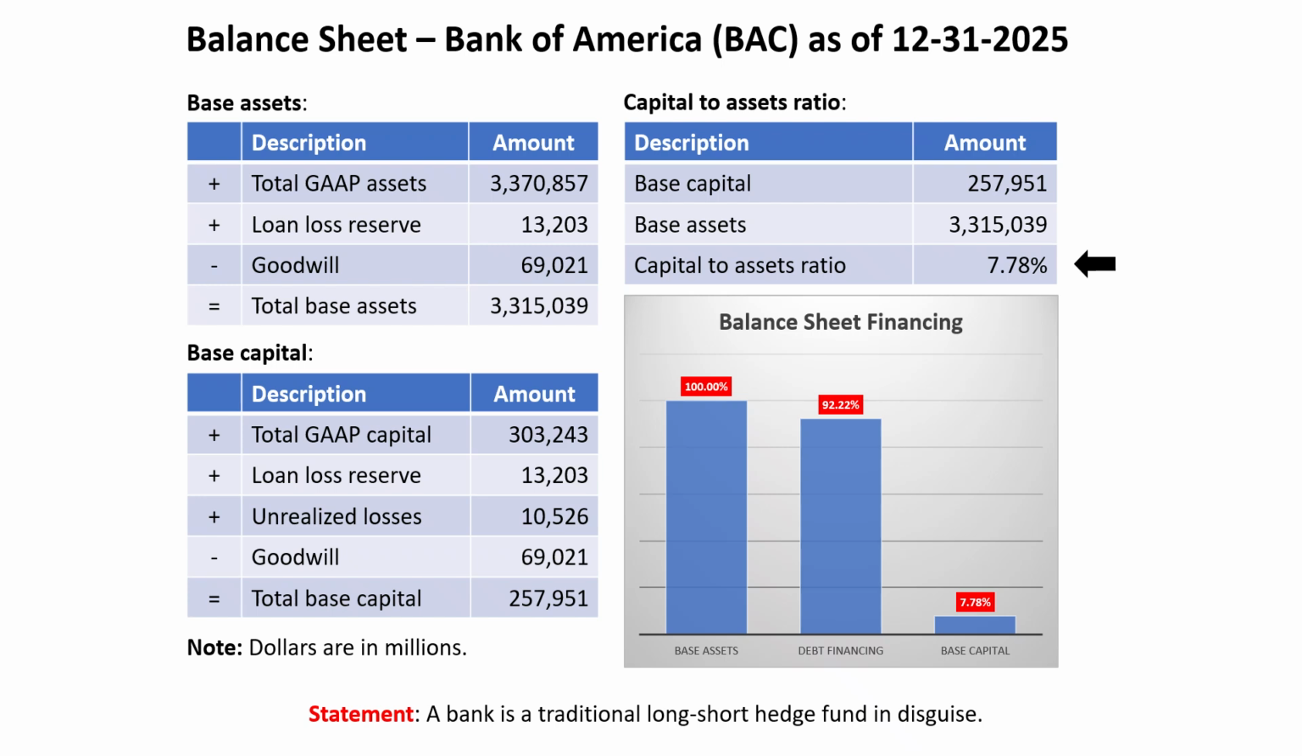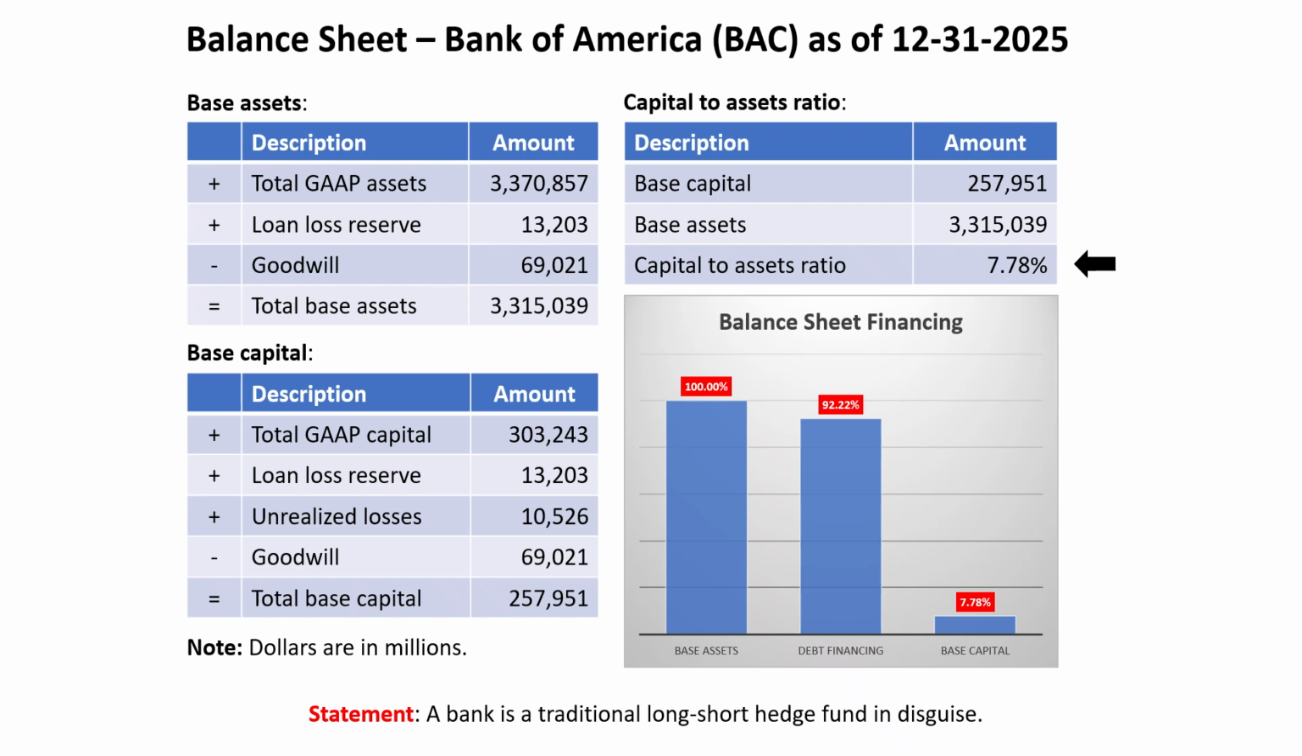And we subtract out goodwill because goodwill is iffy value. If I buy a company, say for $1 million, and its assets on its books are $900,000, that means I overpaid for that company just based on the value of assets by 100,000. Well, that's goodwill. So that's we want to take that out. So if we start with total GAAP assets of 3370, make those adjustments, our total base assets is 3315.